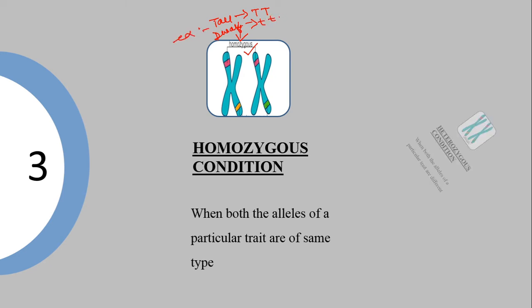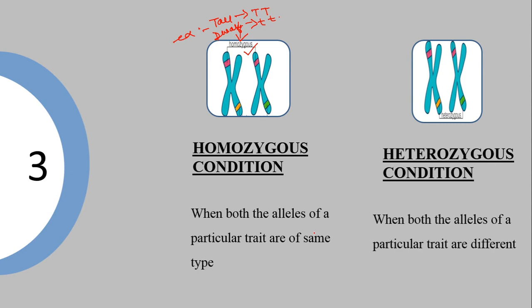t. Now heterozygous condition. When both the alleles of a particular trait are different, as you can see here, both are different. Or we can also say that a condition in which both the members of an allelic pair in the homologous chromosomes are not identical, that is one dominant and one recessive allele. As you can see here, it is in heterozygous condition. It is one dominant and one recessive.